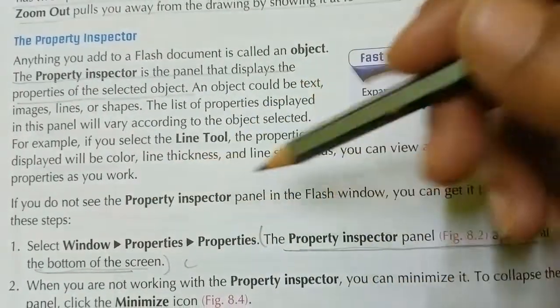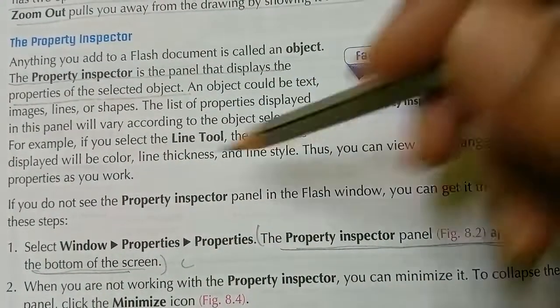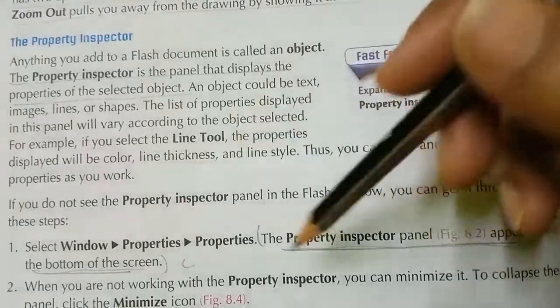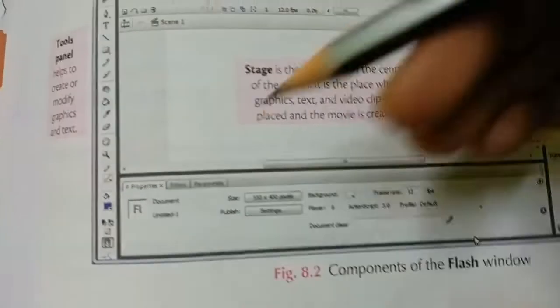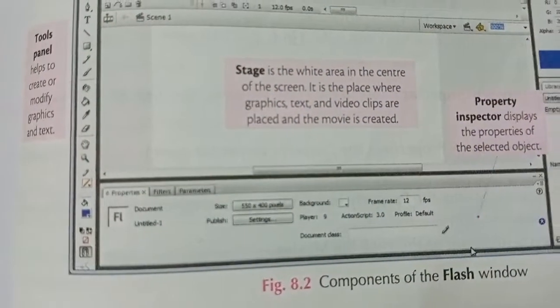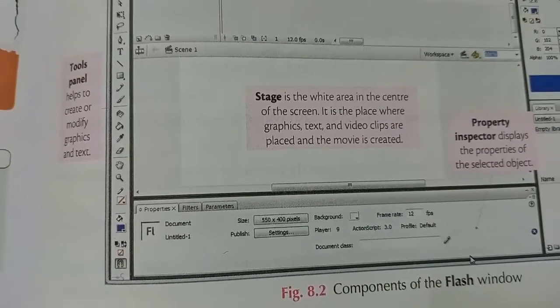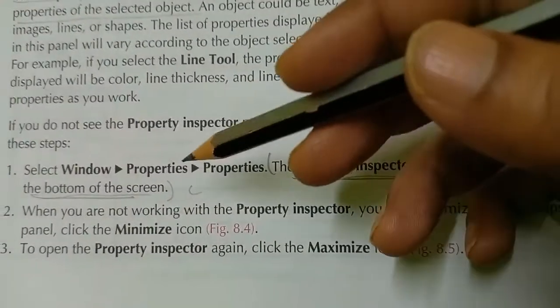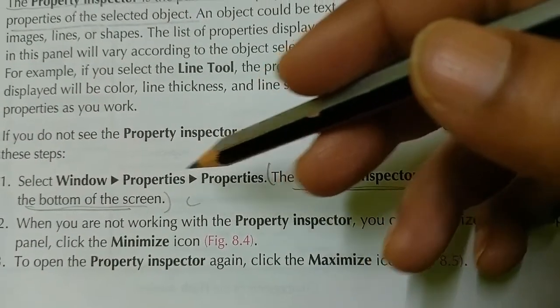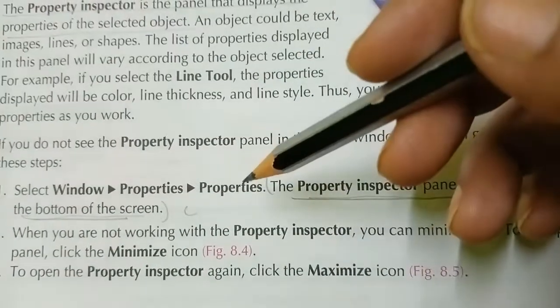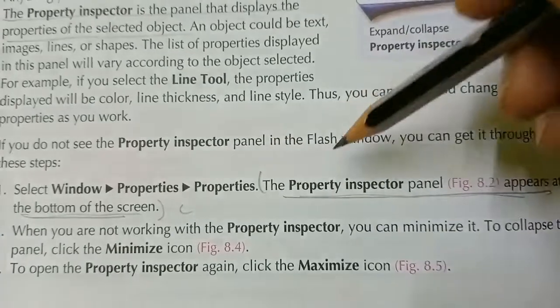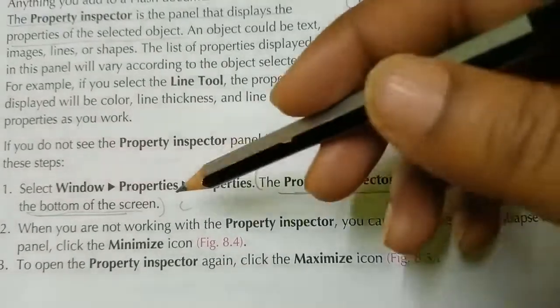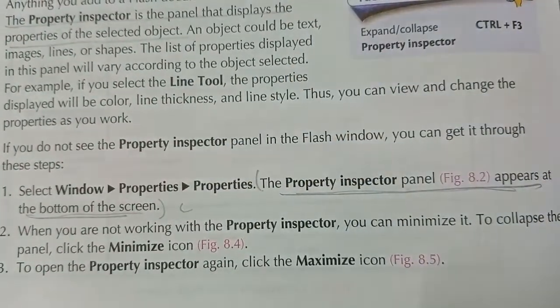If you do not see the property inspector panel in the Flash window, you can get it through these steps. By default it is there, you can see it on the previous page. This is the property inspector panel at the bottom. If it is not present, then you can bring it by following these steps. Select Window, then Properties, click on Properties, then again Properties. The property inspector panel appears at the bottom of the screen. So it is always at the bottom of the screen.